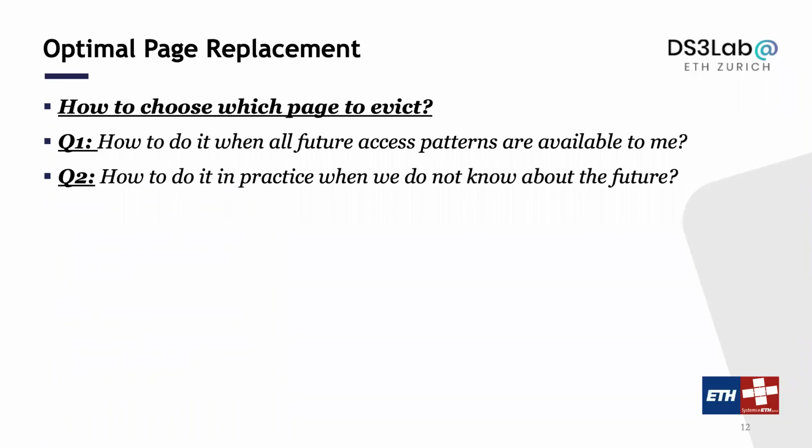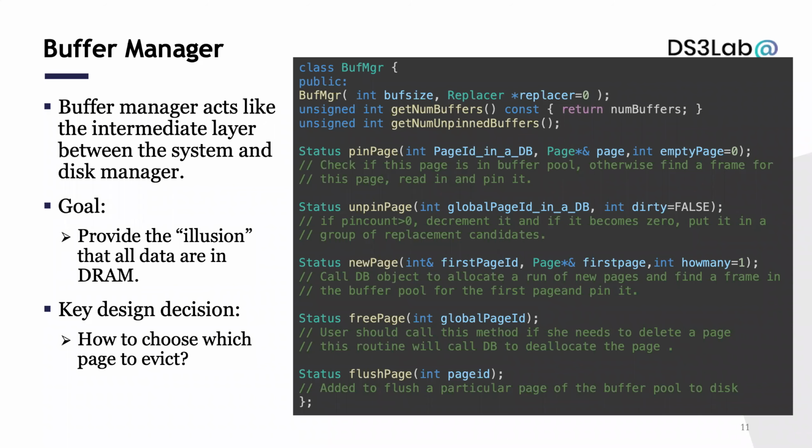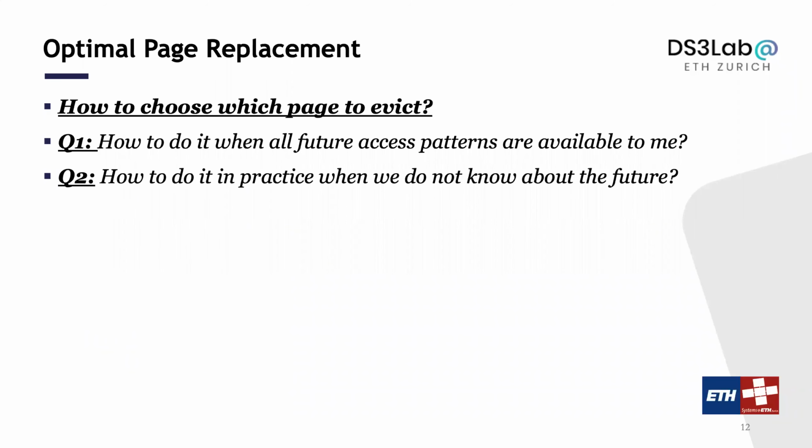Great. So essentially, when we talk about the buffer manager, there's only one fundamental question we need to understand. That is, how can we design the strategy to pick which page to evict when my buffer is full?